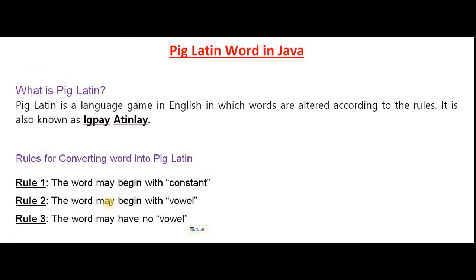To construct any word as a Piglatin word, we follow these basic rules. Rule number 1: if the word begins with a consonant, then the Piglatin word of the particular word will be one type. But if the word starts with a vowel, not with a consonant, then what will be the Piglatin word?